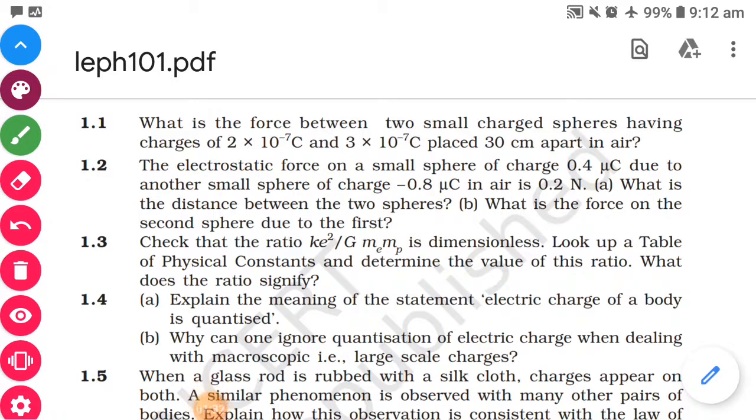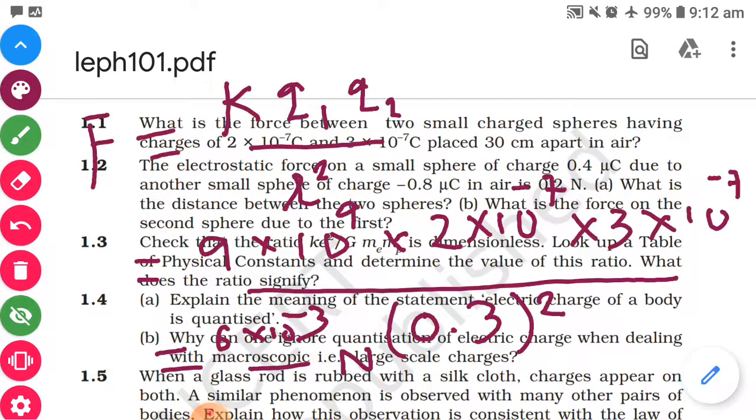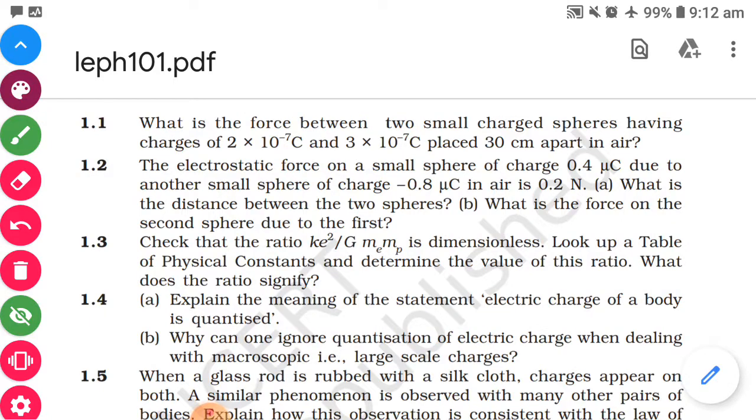Now, second numerical: the electrostatic force on a small sphere of charge 0.4 microcoulomb, due to another small sphere of charge minus 0.8 microcoulomb in air, is 0.2 Newton. So one charge is given to you, that is 0.4 microcoulomb. These two charges are opposite charges, so this will be an attractive force.